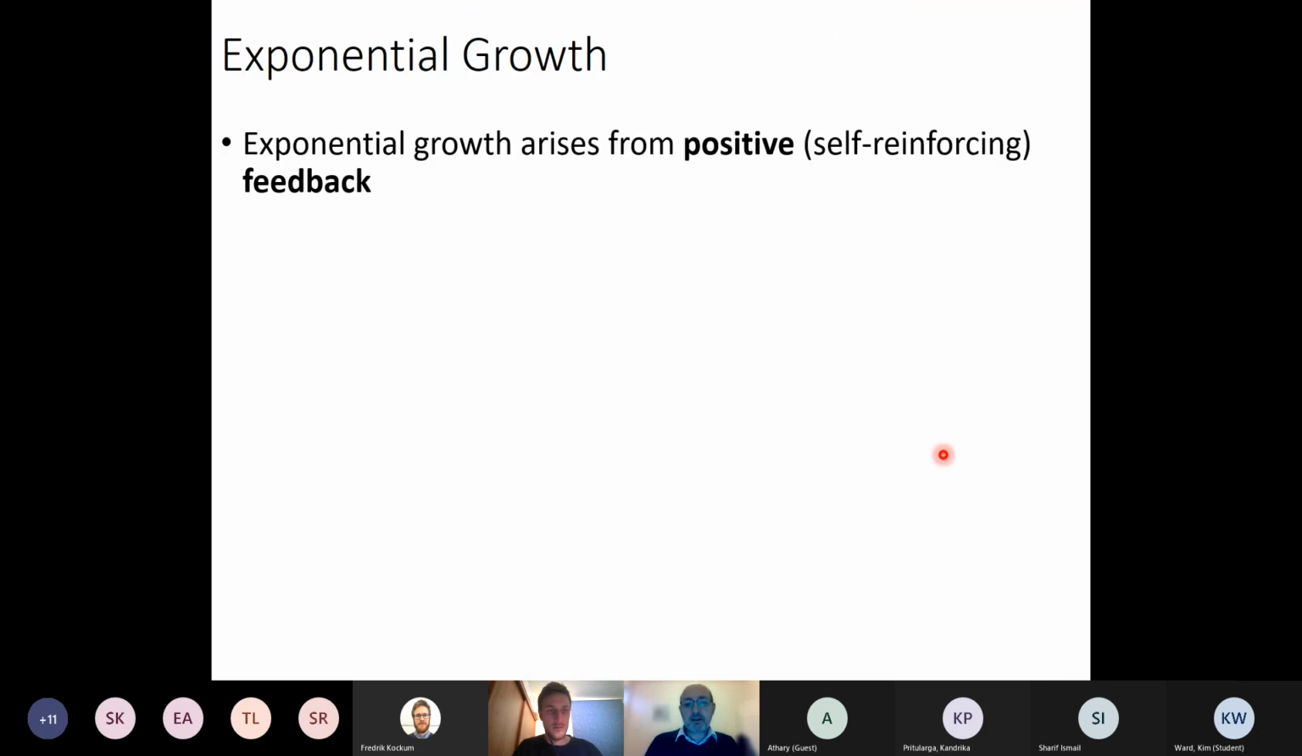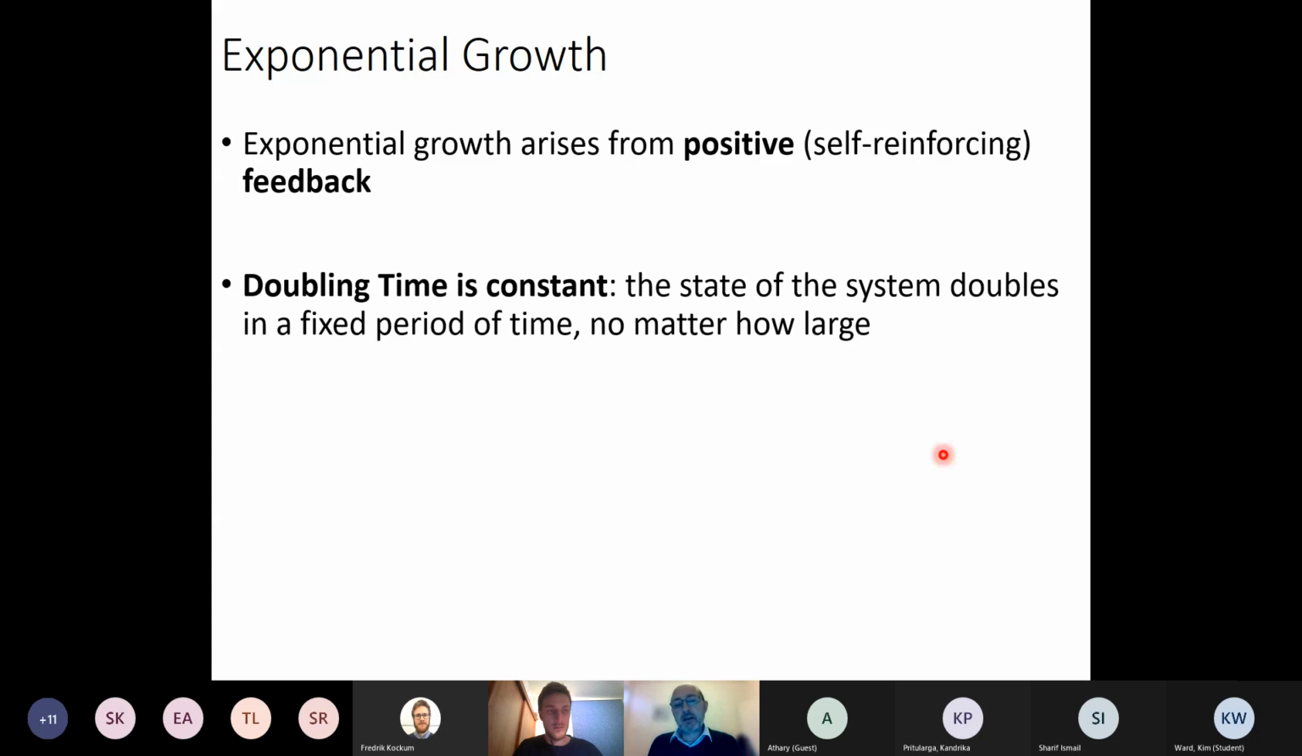Exponential growth arises from a positive feedback process. One interesting thing about exponential growth is that doubling time is constant, and this is very interesting. If the state of the system is growing at the same rate, with the same percentage interest rate, it will take the same amount of time to grow from 1 million to 2 million as from 2 million to 4 million.